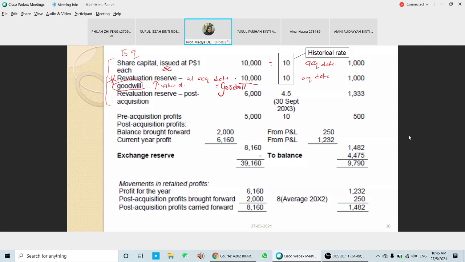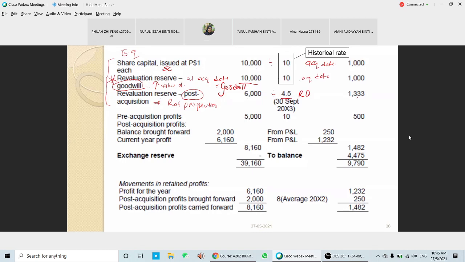So the goodwill here is 10 million. 10 divided by 10, so you're going to have 1 million. And then you're going to have a revaluation reserve, but this one is post-acquisition, after the acquisition, which refers to the revaluation of property. You're going to have 6 million. 6 million, not times, divide with the rate on the revaluation date. On the revaluation date, the rate here is 4.50. So divide, and you're going to have 1.33.